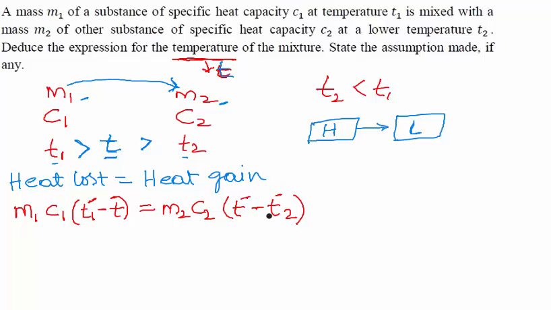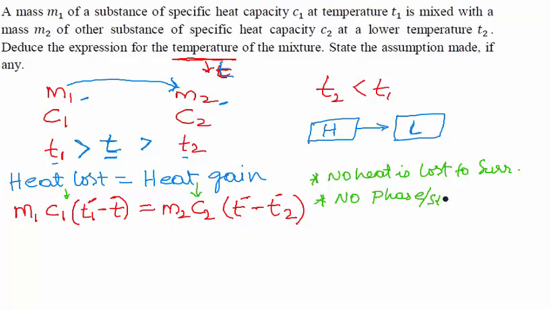Now, try to solve this equation. Before solving, what assumptions are we making here? I directly wrote that heat lost is equal to this and heat gained is equal to this, but we forgot to mention that no heat is lost to surroundings. This is one of the assumptions we are making. What is our second assumption? There is no phase change, no change in phase or state. Assumptions: no heat is lost to surroundings and there is no phase change during this transmission.